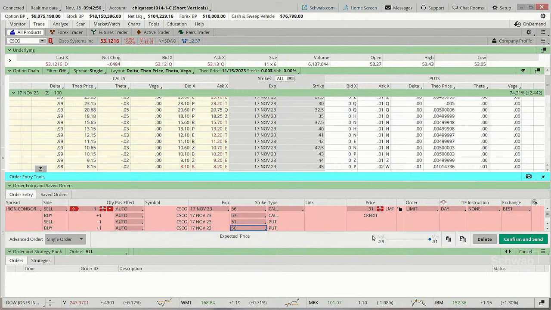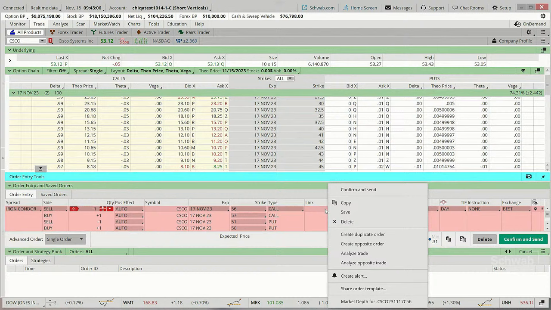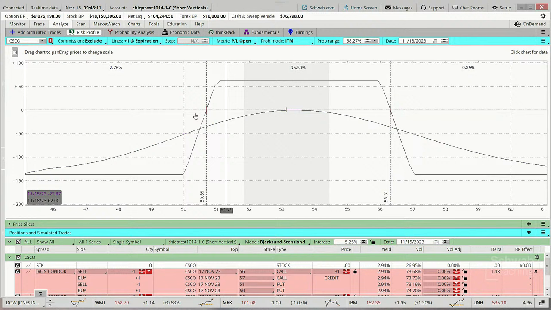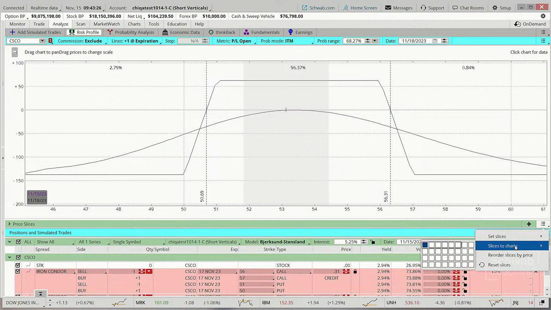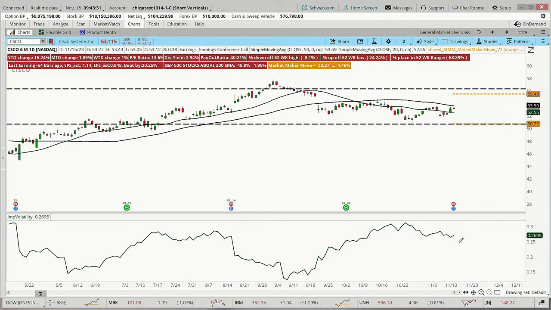I'm going to move this over to the analyze page here quickly so we can see our break-even points. We'll take a look and see what that looks like on the chart. I'm going to come down here and choose analyze trade on the Thinkorswim platform. There's our trade. Here's our risk. Here's our reward. Here are our break-even points right here, okay? Let's see what those break-even points look like on the chart. I'm going to come over here and choose set slices to chart. Like so. And those are break-even points.